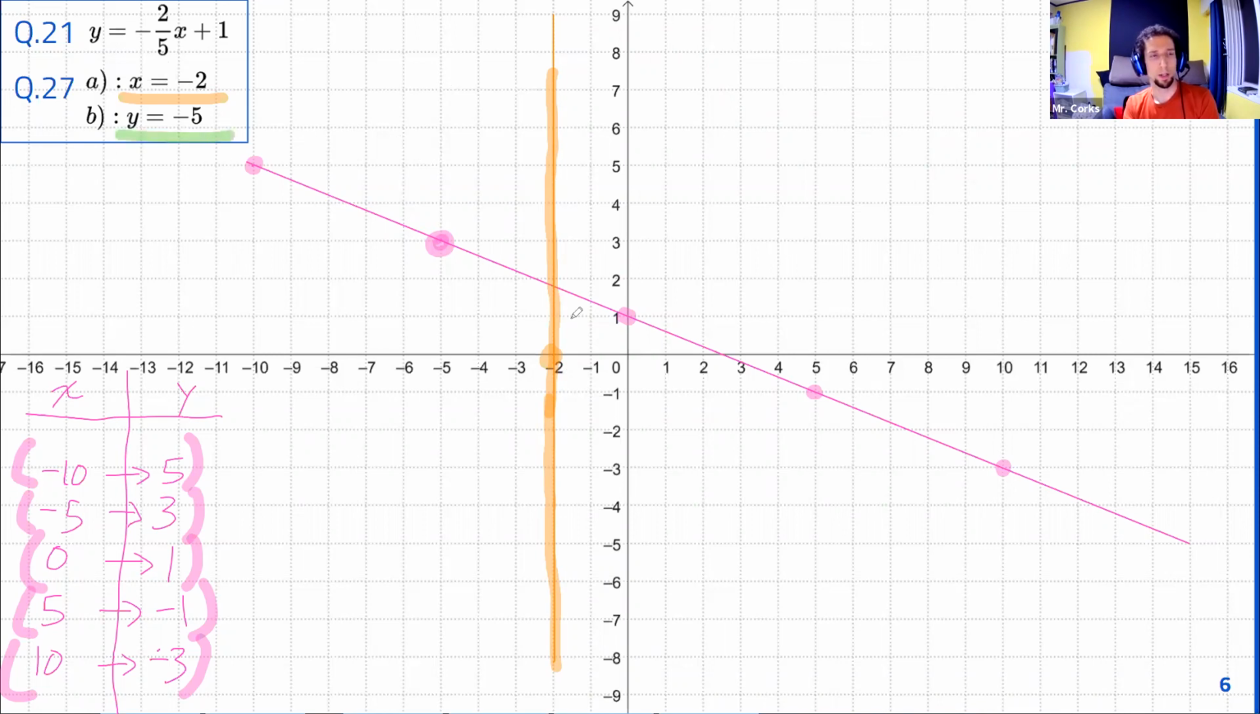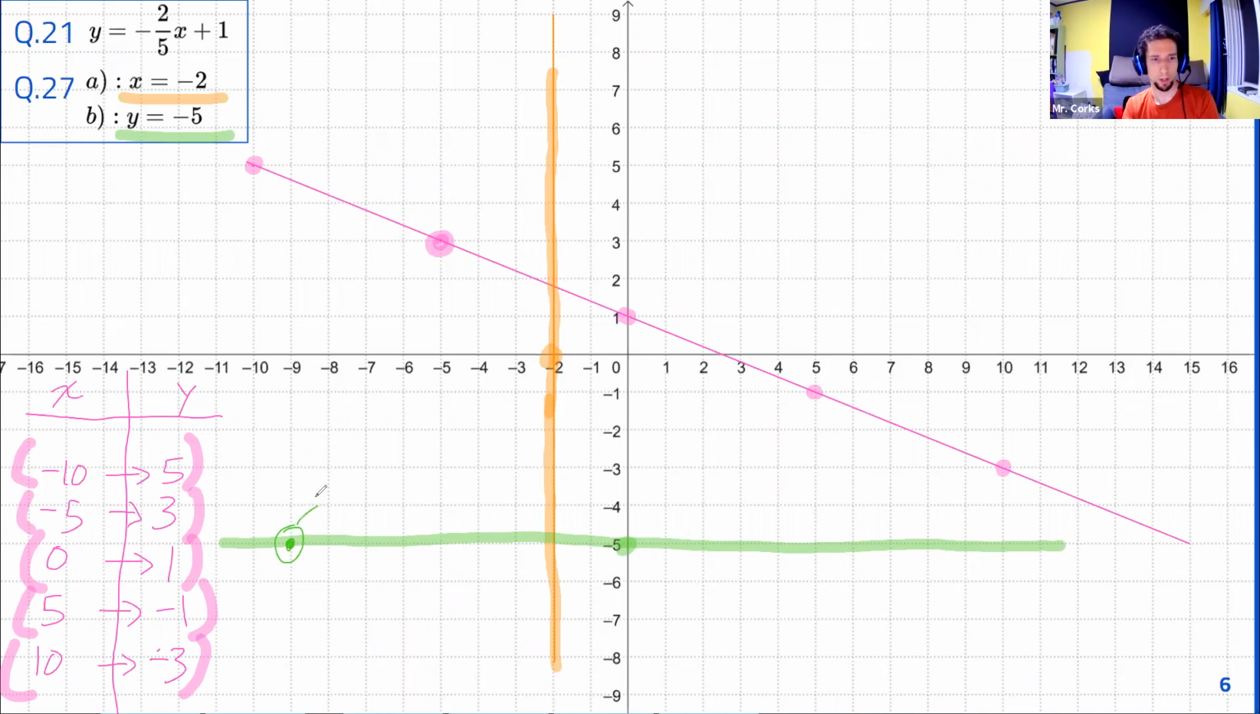Other one here. So the green one, y equals -5. What should that look like? Horizontal line. Horizontal line going through which point? -5 on the y-axis. Okay. So right here. So this is that line. Perfectly flat, perfectly horizontal going through the point -5 on the y-axis.